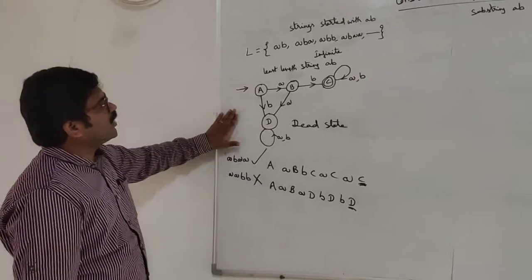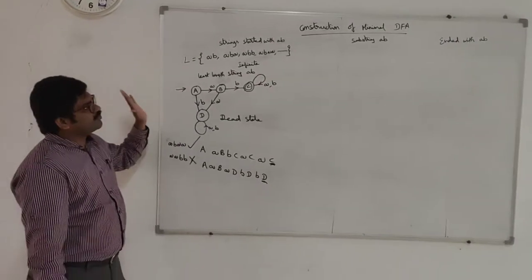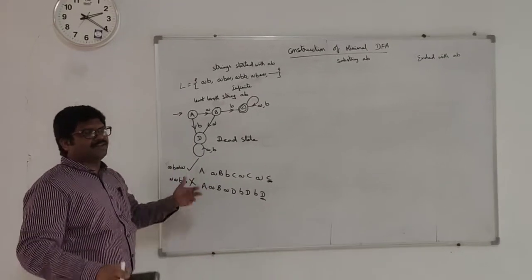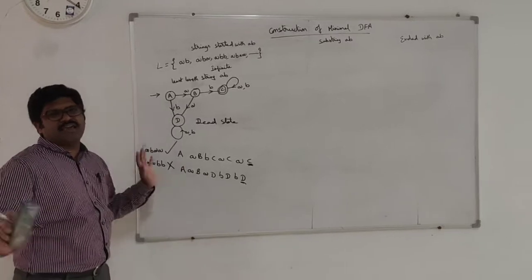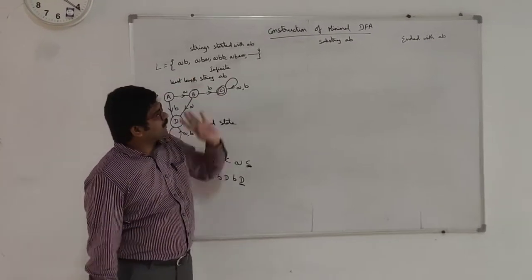Okay. So now this is the string started with AB. In the same fashion, you can do many more problems: strings started with 0, 1, or ABA or AAB. All those problems can be done in this fashion. Let us move on to the next one.